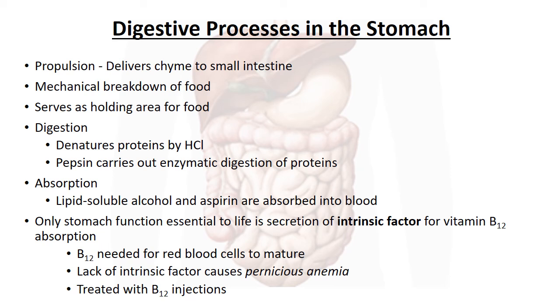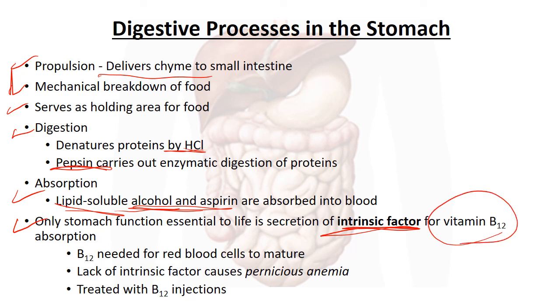All right, so let's quickly review the digestive processes in the stomach. We have propulsion. We deliver chyme to the small intestine. We have that mechanical breakdown of food. It is a holding area for food. We have some digestive processes due to the hydrochloric acid and the pepsin. We have some minimal absorption, primarily things like alcohol and aspirin that are lipid soluble. And then we have that intrinsic factor, remember, that we need for the absorption of B12. The lack of the intrinsic factor can cause pernicious anemia.